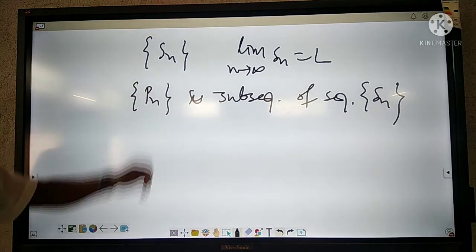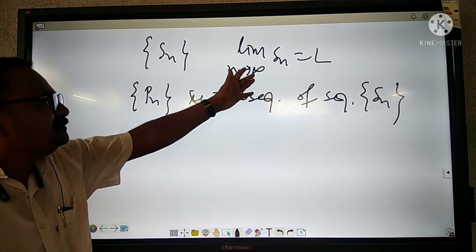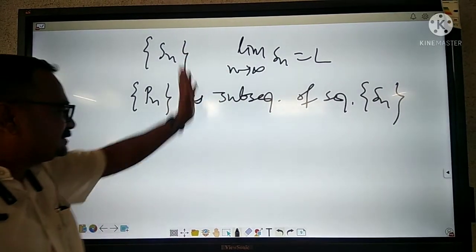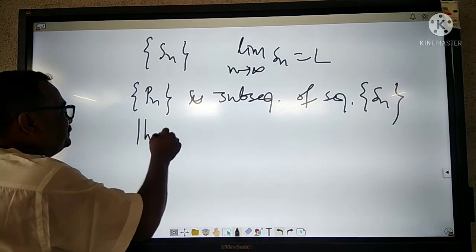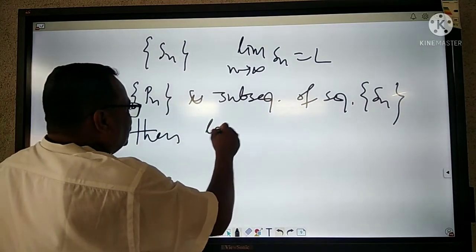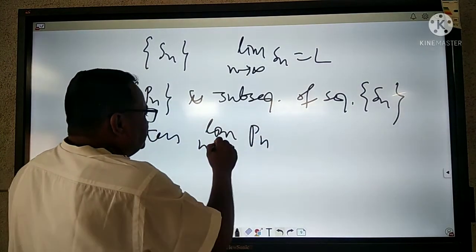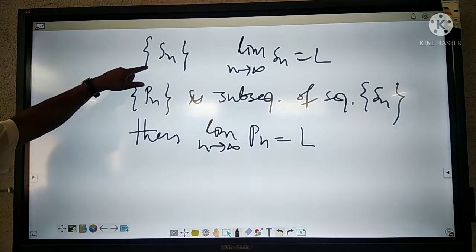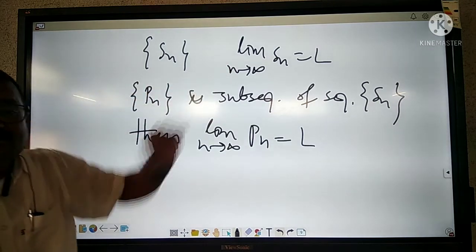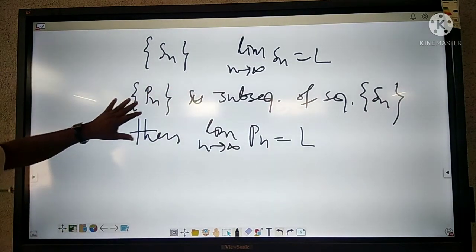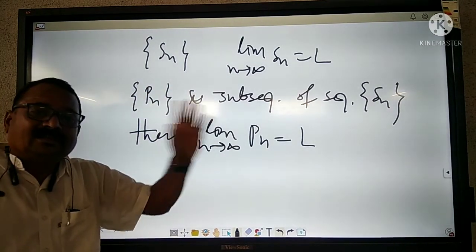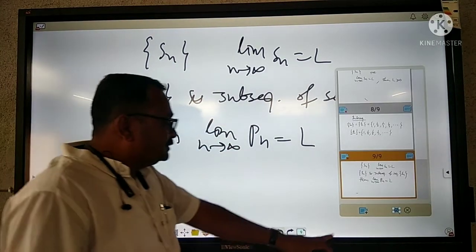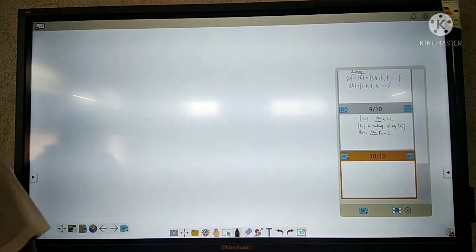So Sn is a sequence and it is convergent and limit of Sn is L, and Pn is a subsequence of the sequence Sn. Then the theorem is that the limit of Pn as n tends to infinity is also L. That is, if sequence Sn is convergent and converges to this limit L, then its subsequence also converges to the limit L. This is one theorem. We are not going to prove this one. We see one by one, no problem.